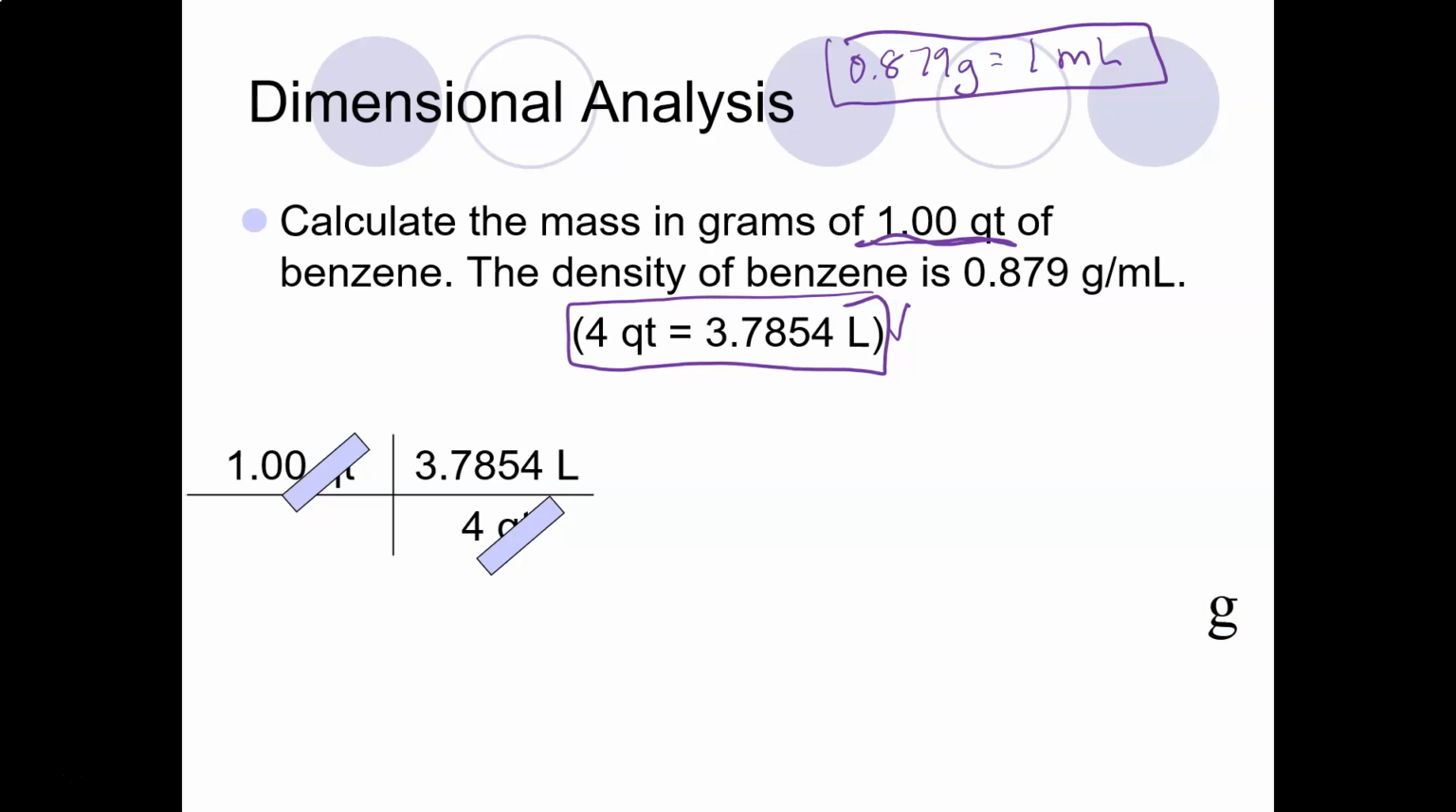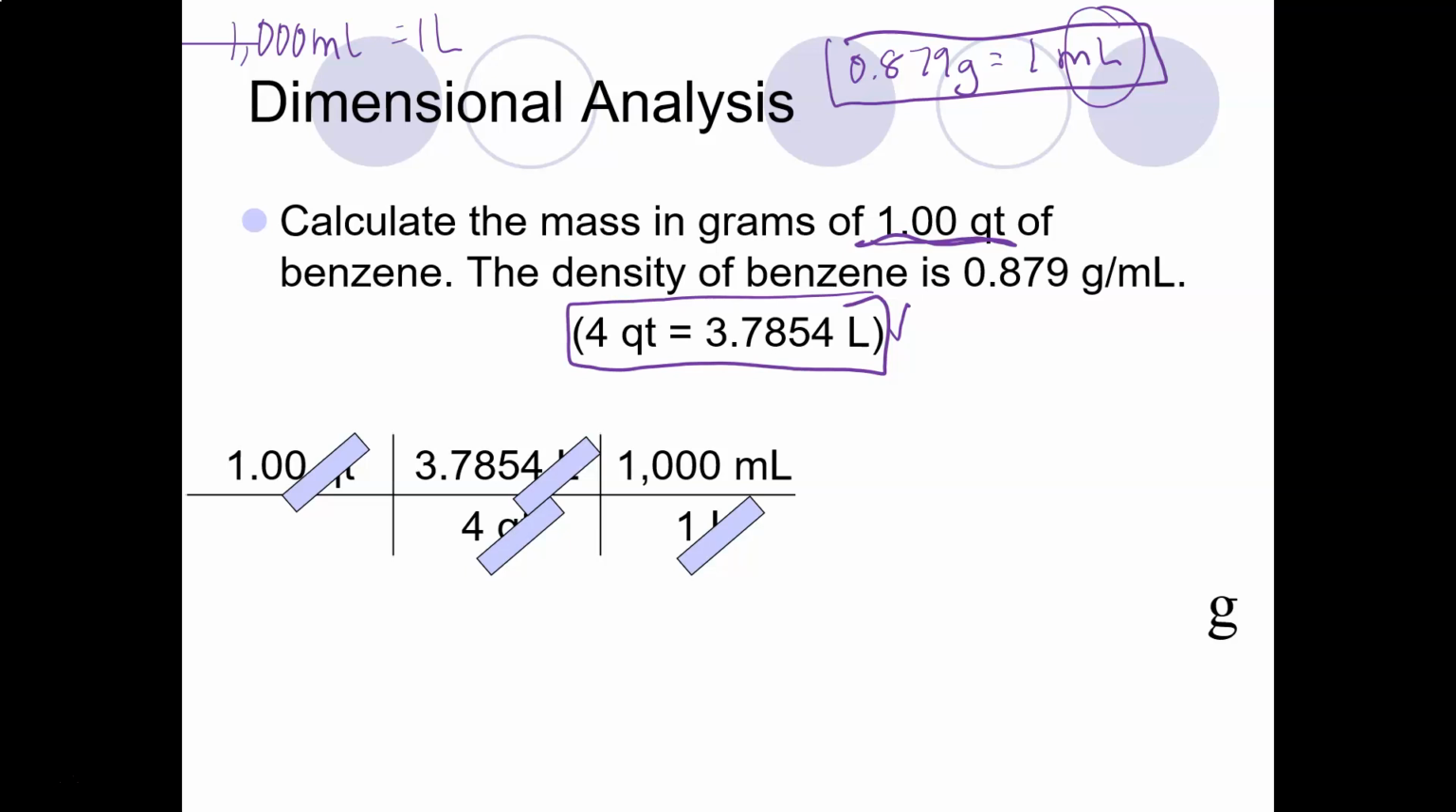So I look at the unit factor I have left. 0.879 grams equals 1 milliliter. I can't use that yet. That's liters. This is milliliters. We weren't told anything about that. Well, dang. We need to remember from our metric prefix table that 1 liter has 1,000 milliliters if I look at the milli section of the metric prefix table. So when I set this up, liters needs to go on the bottom, so it'll cancel.